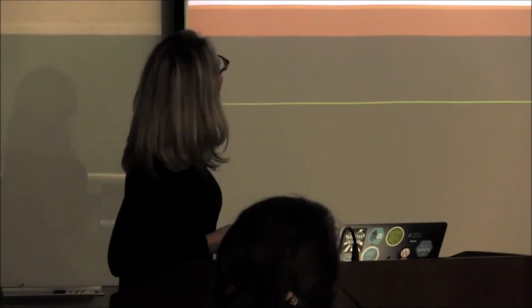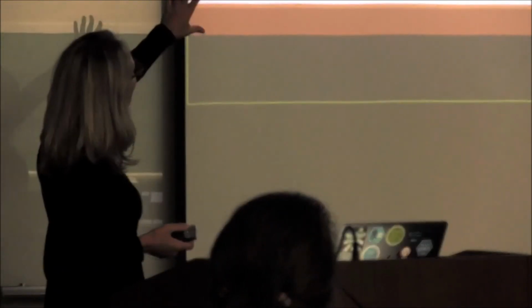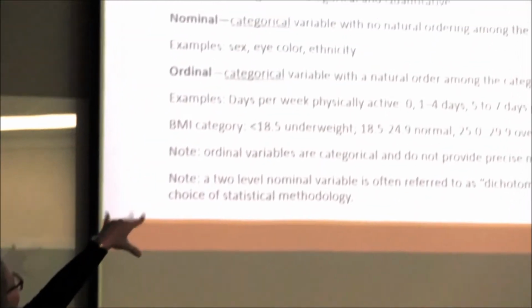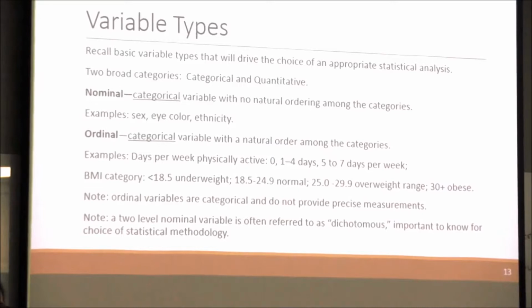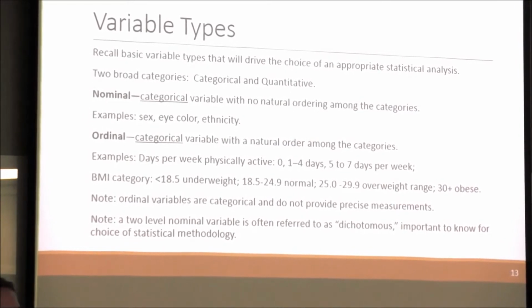So you need to know about variable types, right? So we have two broad categories. They are categorical and quantitative. This slide talks about categorical variables. So we will have nominal or ordinal variable types for the categorical.